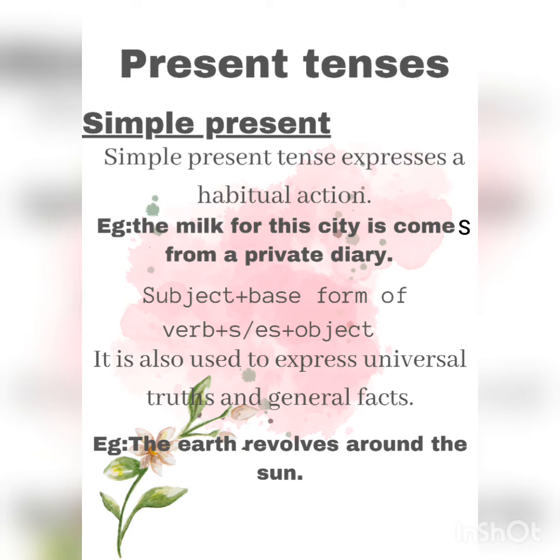When we discuss present tenses, the initial one is simple present. Simple present tense expresses habitual actions. For example, the milk for this city comes from a private dairy. The form of a simple present is subject plus base form of verb plus s or es plus object. And the simple present is also used to express universal truths and general facts. For example, the earth revolves around the sun.